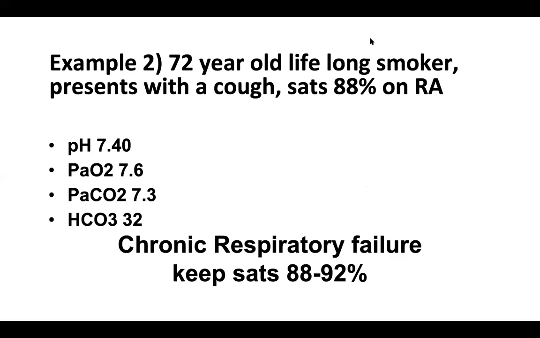So go back a second. It's chronic because their bicarbonate has elevated slightly. And remember, I mentioned that the bicarbonate takes a couple of days, a couple of weeks, a couple of months to regulate and increase. So we can safely assume that this patient has probably been a bit acidotic for quite a while, and they're compensating with their bicarb, but their pH level is normal. So we would keep their saturations 88 to 92. Okay, I hope everyone understands that.